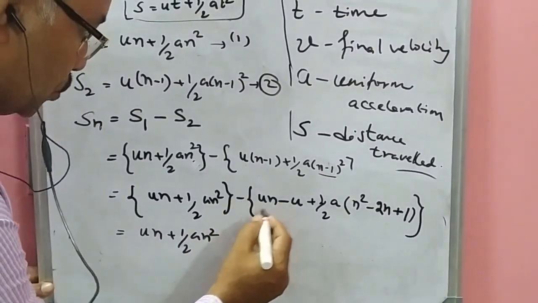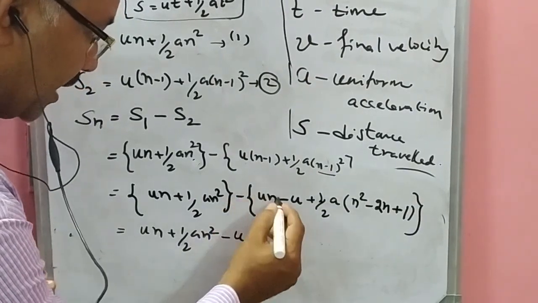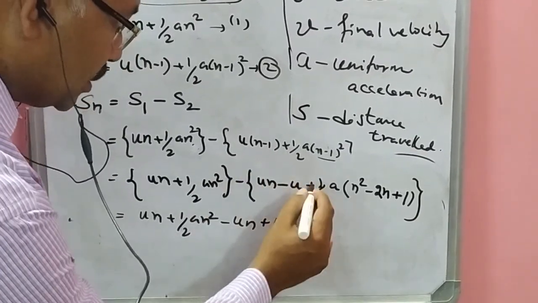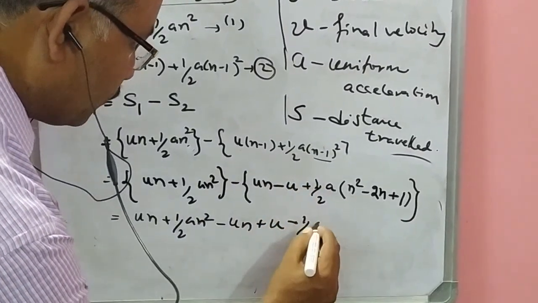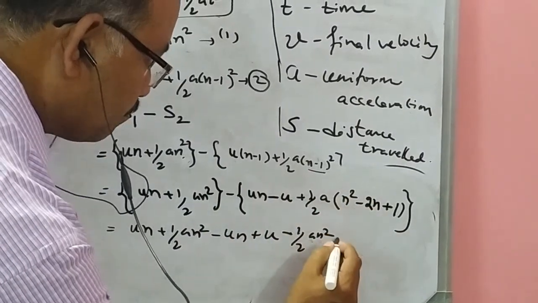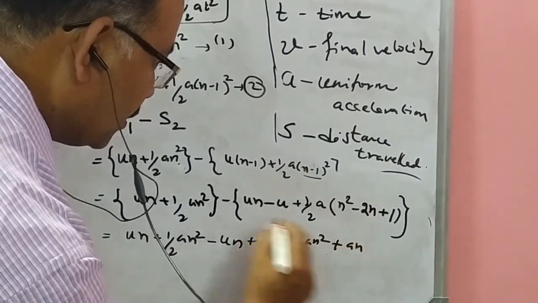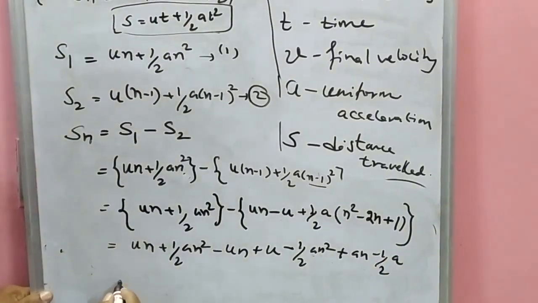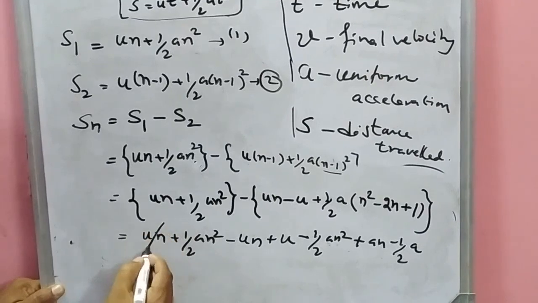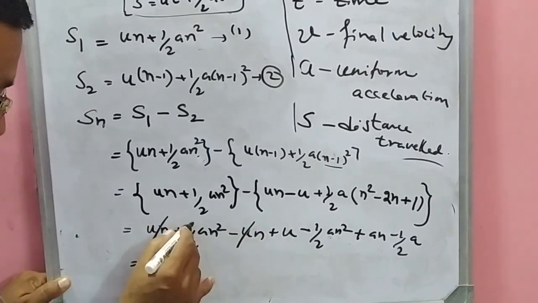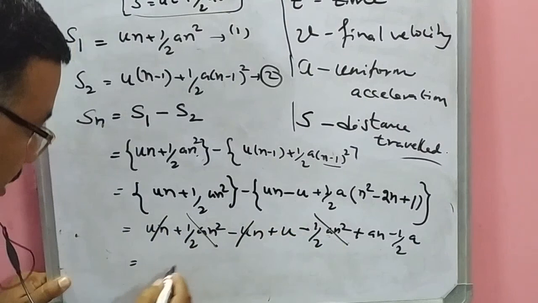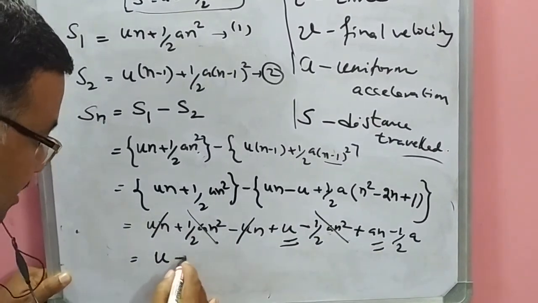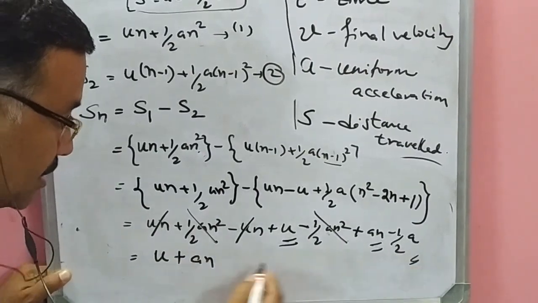Now minus u(n−1). If you take the minus inside, it becomes minus un, and minus minus plus, so plus u. Then minus ½an². Minus into minus plus an. Minus into plus minus ½a. So these steps we are getting. The next step, you cancel un with −un, and ½an² with −½an². The remaining things are u, plus an, and another term minus ½a.